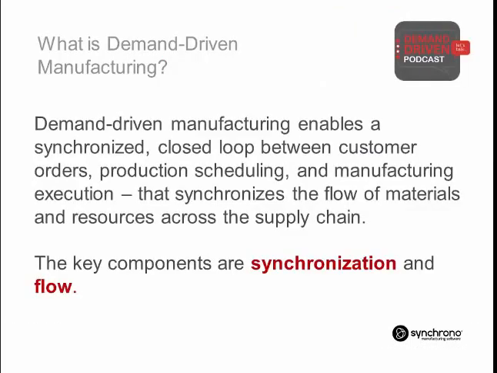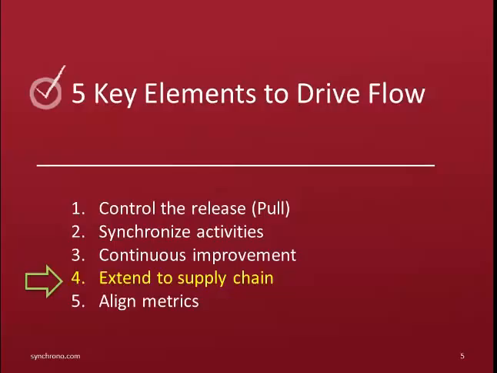So let's just remind everybody of how we perceive demand-driven manufacturing. Our definition is: demand-driven manufacturing enables a synchronized closed loop between customer orders, production scheduling, and manufacturing execution, all while synchronizing the flow of materials and resources across the supply chain. The key components are synchronization and flow. And as you know, flow is the focus of this series of episodes. Previously, we've discussed elements 1 through 3, and today, as I mentioned, we're going to focus on the fourth element of driving flow, extend to the supply chain.